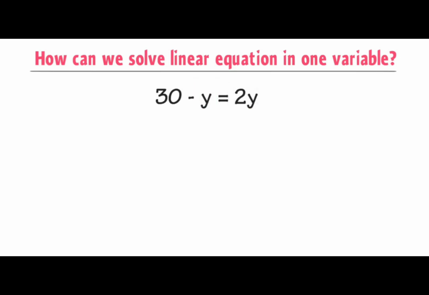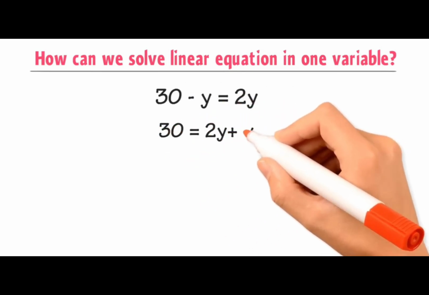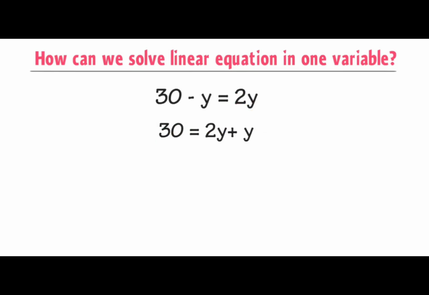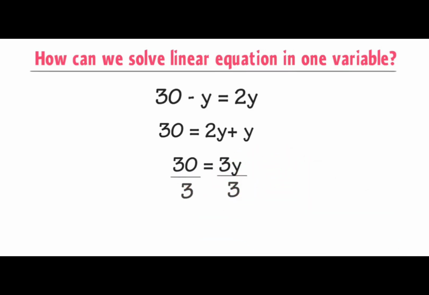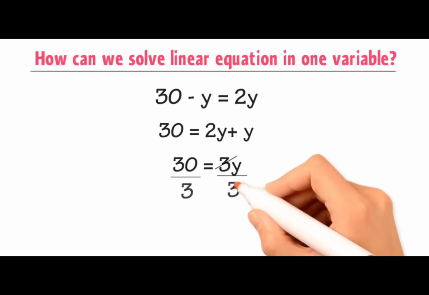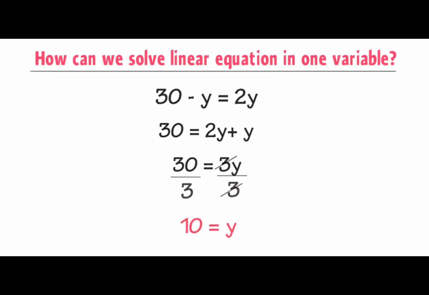Hence, we will arrange this equation in a way in which y should be made as one term. Thus, we will shift minus y from the left hand side to the right hand side. As a result, we will get 30 is equal to 2y plus y, or 30 is equal to 3y. Now, dividing both sides by 3, 30 divided by 3 is equal to 3y divided by 3. Thus, we get y is equal to 10.